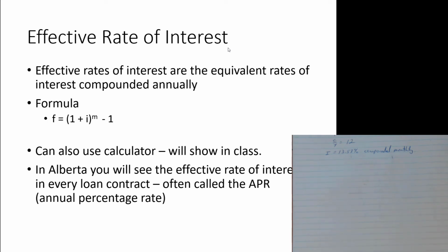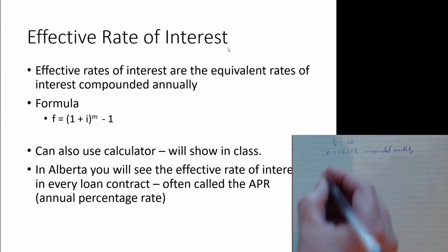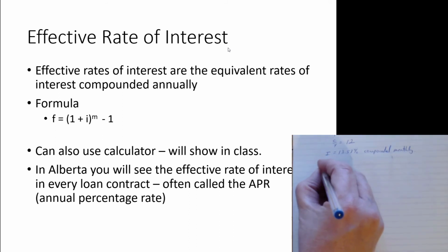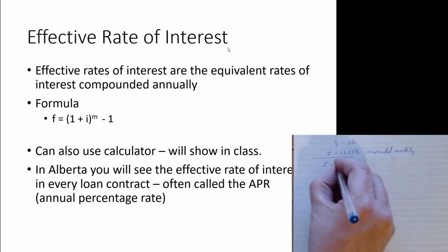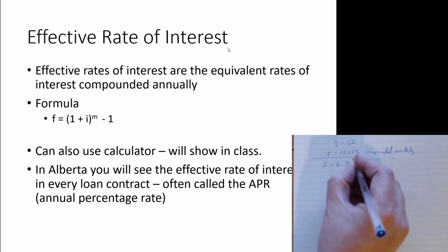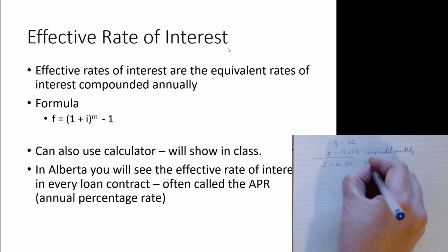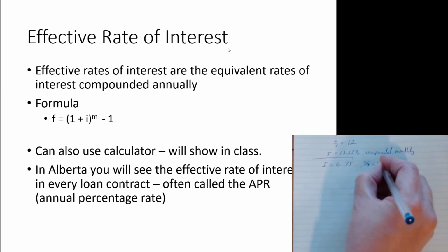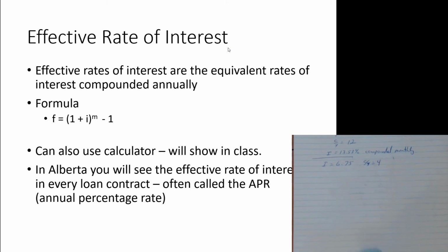Hence why it's nice to look at that APR, or effective rate of interest, so that we can then compare without compounding muddying things up a little bit. So let's do some examples of this. Let's take some previous interest rates that we had. Say we had an interest rate in the previous question of 6.75%, with quarterly compounding periods. Okay? So how would I tackle that particular issue?